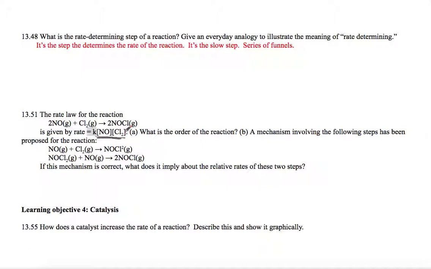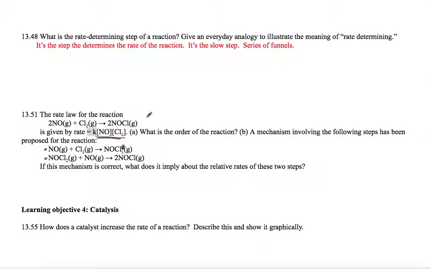And we want to know some information about where the exponents come from. Well, the exponents come from the slow step of the mechanism. So this is supposed to be lowercase 2. These two different steps are observed during the reaction.